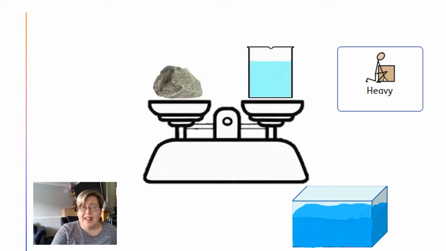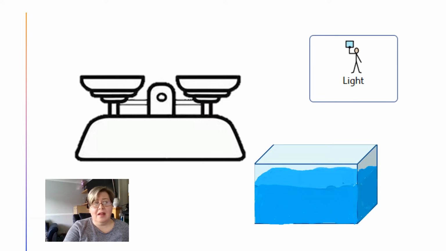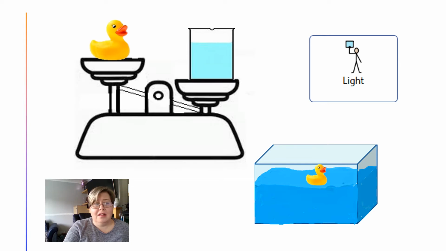This stone is heavy. It's heavier than the water. So this will make the stone sink. The duck is light. The duck is lighter than the water. This will make the duck float.